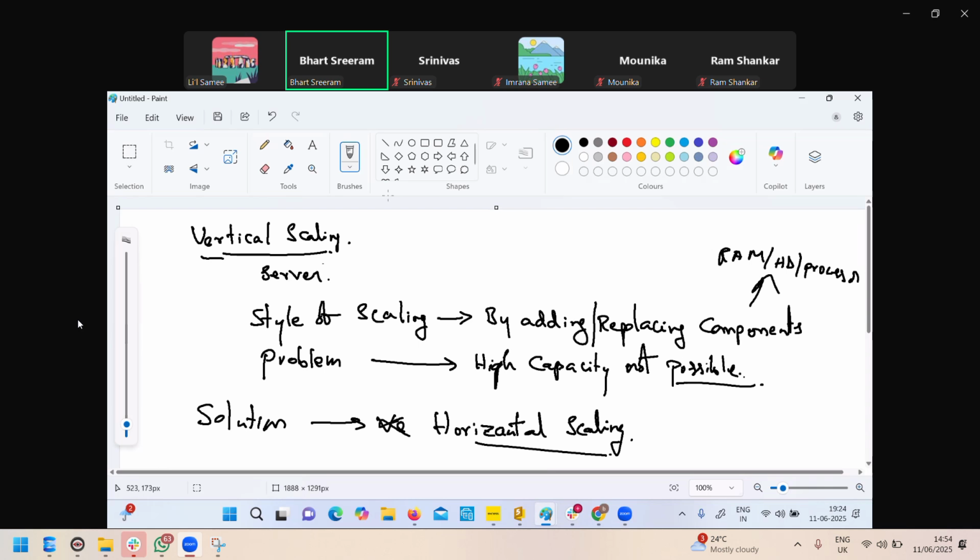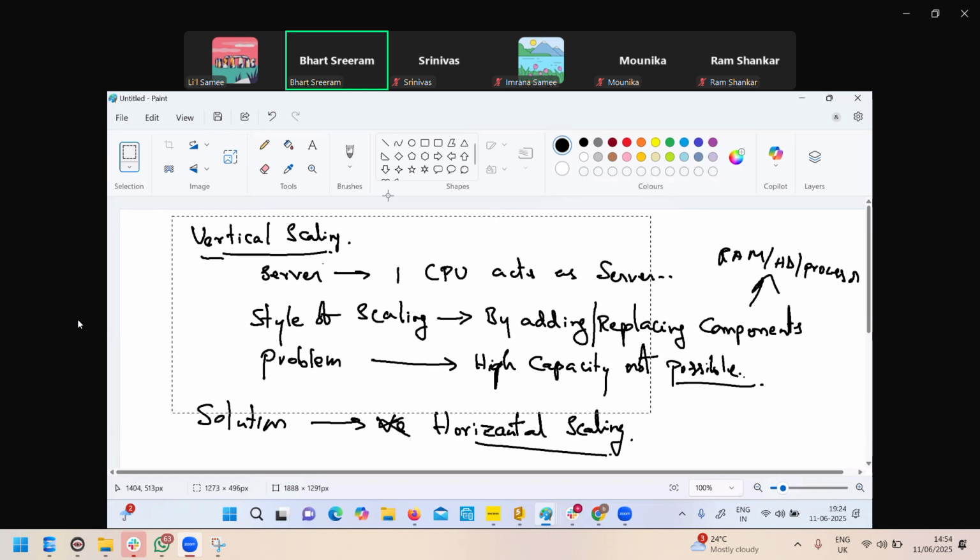What is the server here? For your application, one CPU acts as the server. So this is vertical scaling.